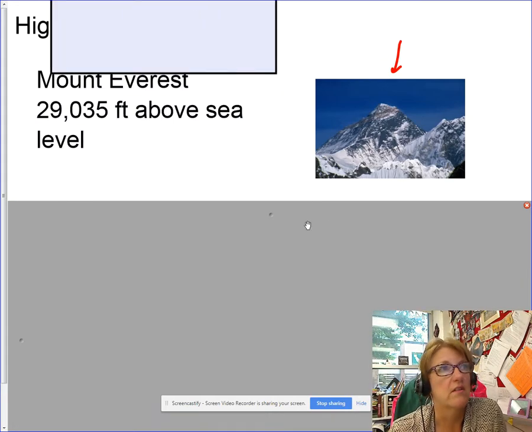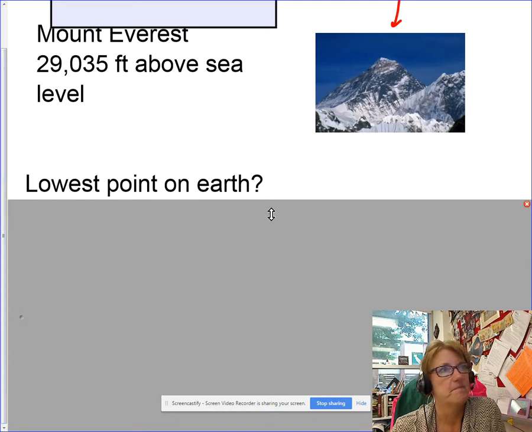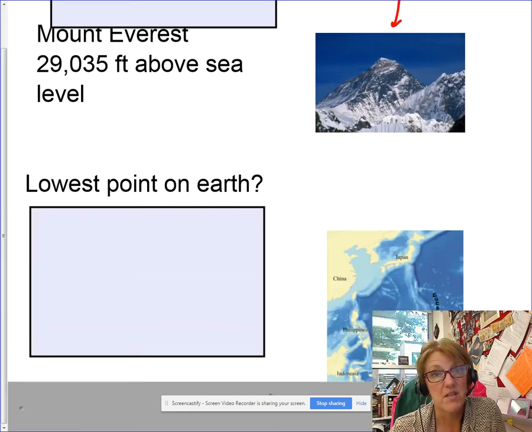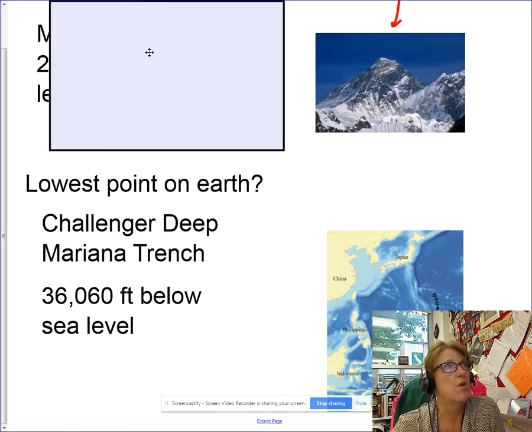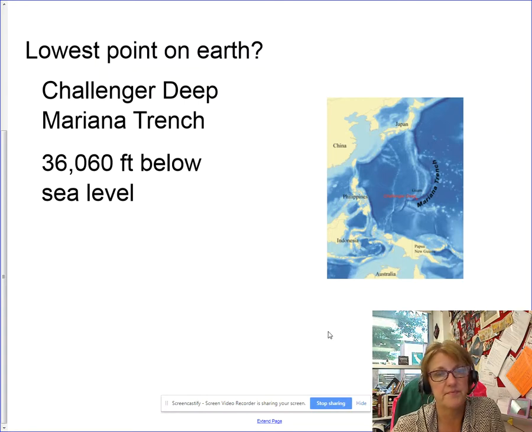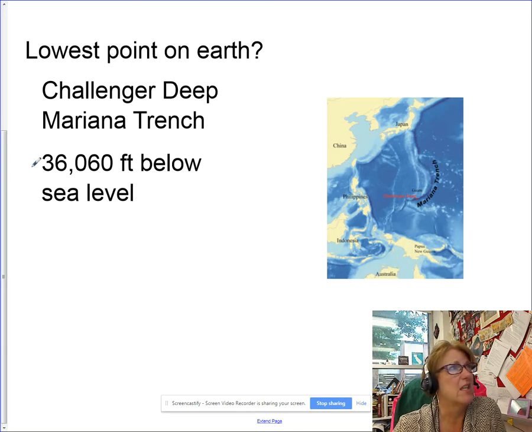Now, how about the lowest point? Do you know what that is? It's not New Orleans. It's not in the desert. It's actually in the Pacific Ocean, in the Mariana Trench. If you look at this map, there's a spot called Challenger Deep, which they've reported is 36,060 feet below sea level. Good gravy, that's low. So we are going to think of that as negative because it's below sea level.